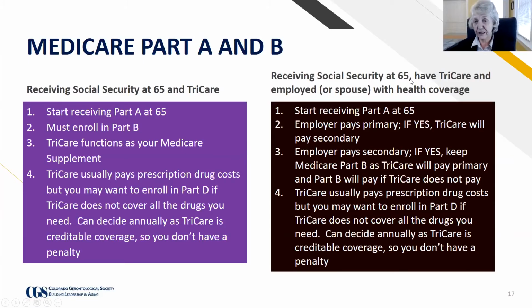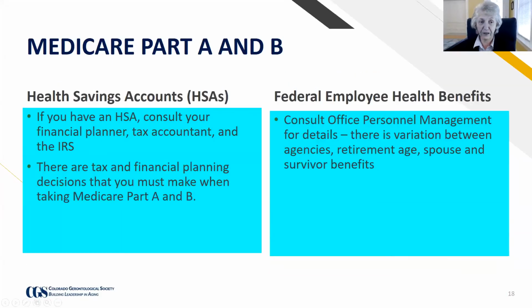If you're receiving Social Security, you have Tricare, and you are employed, you again will start receiving it at 65. You're in the brown box. You check with your employer. If they're going to pay primary, then Tricare will pay second. If the employer is going to pay secondary, then Tricare pays primary. And if Tricare, again, you will want to review the prescription drug benefit, but usually there's no problem not accepting the employer prescription drug coverage, because Tricare has a generous benefit.